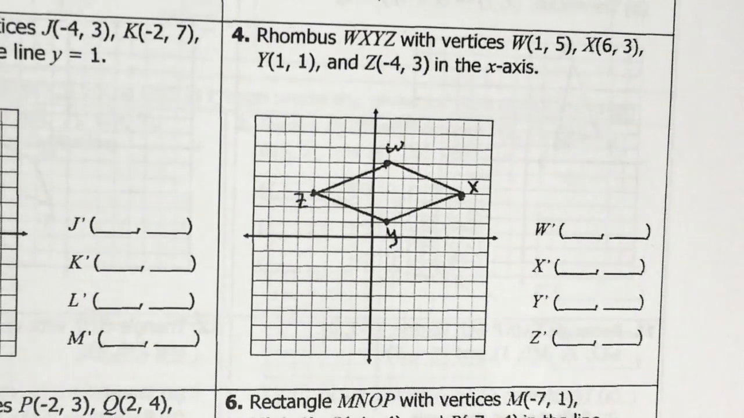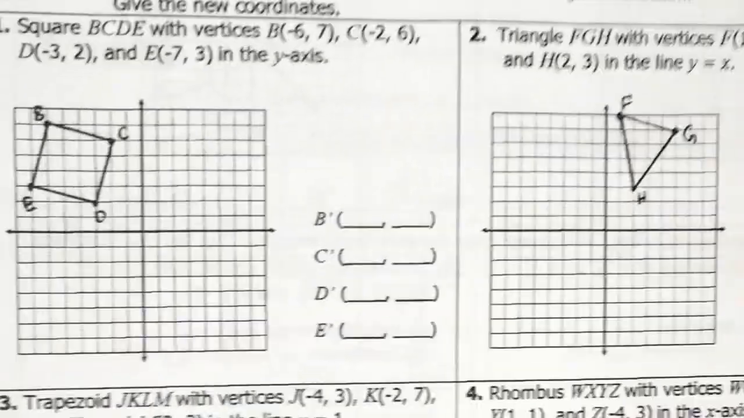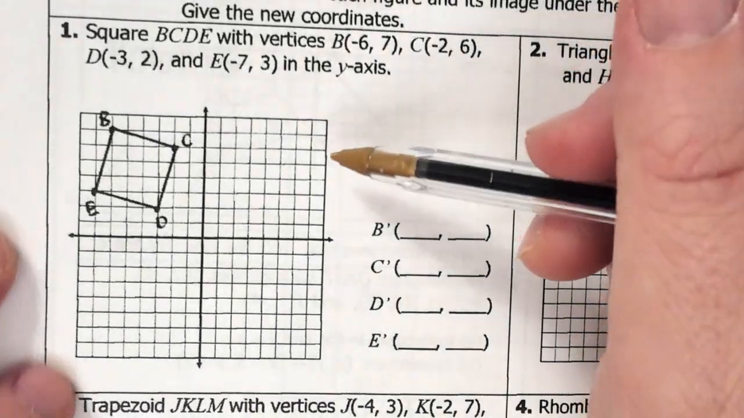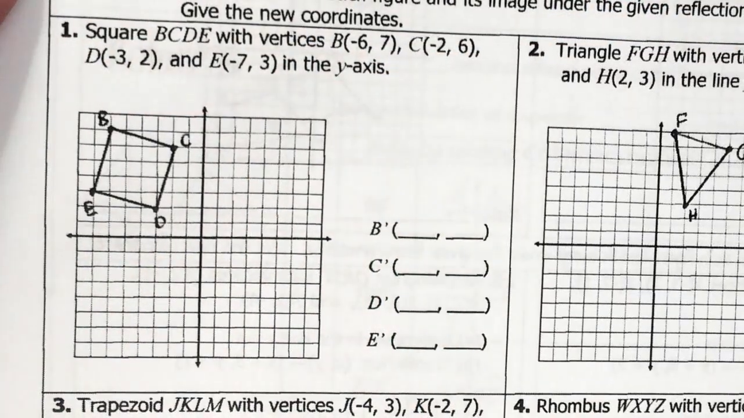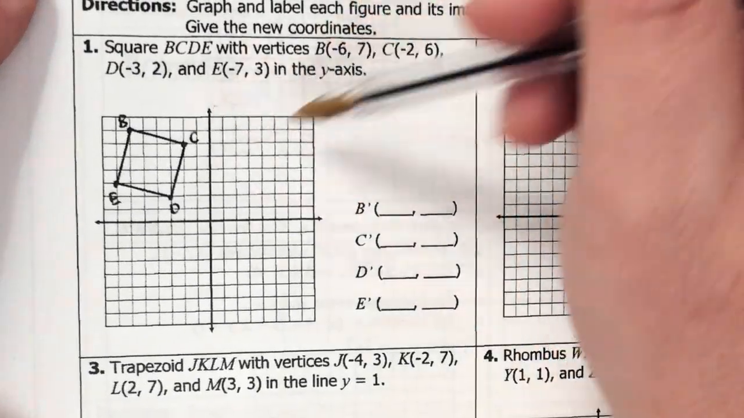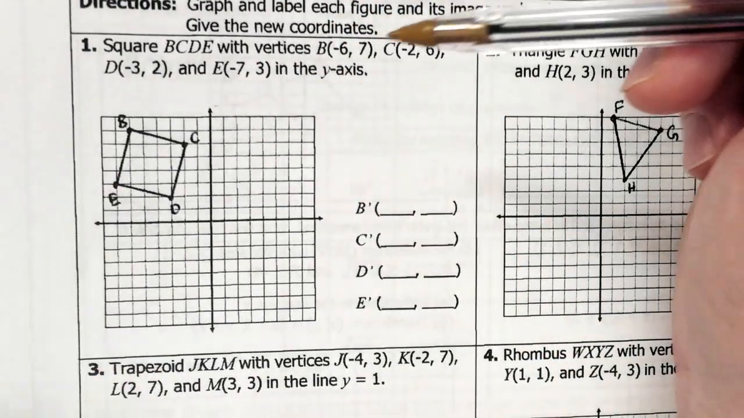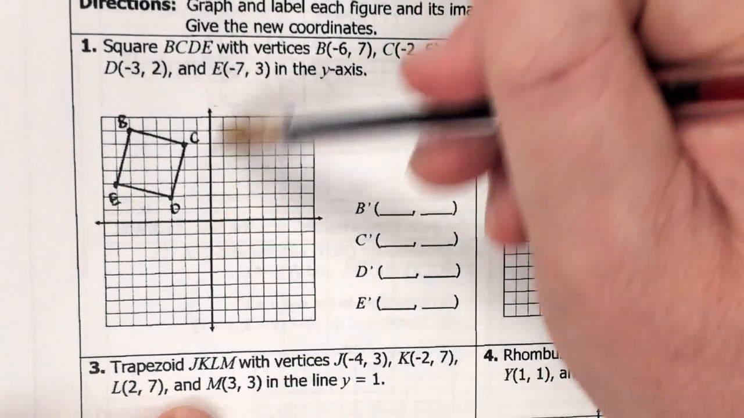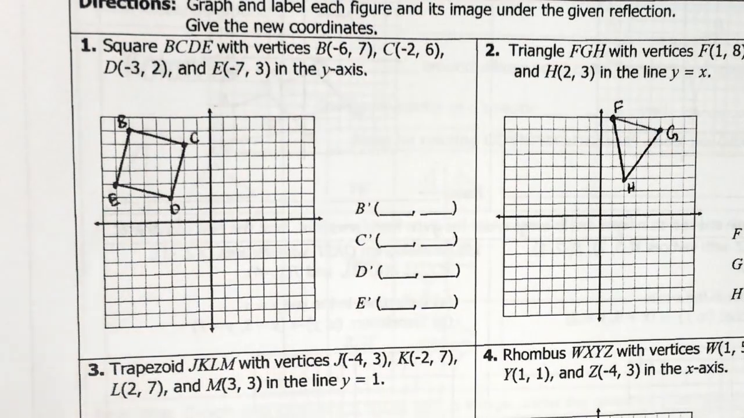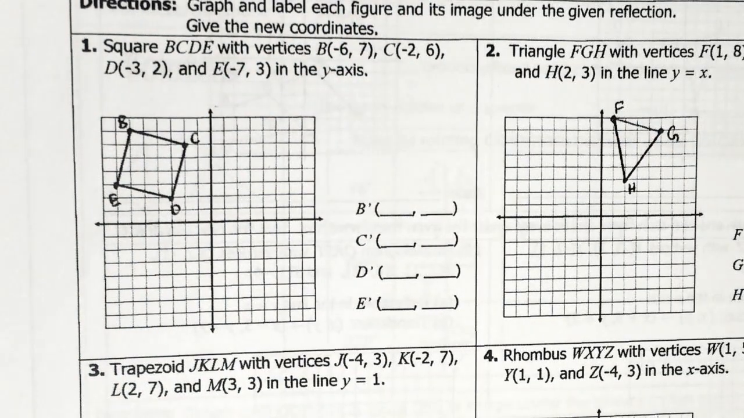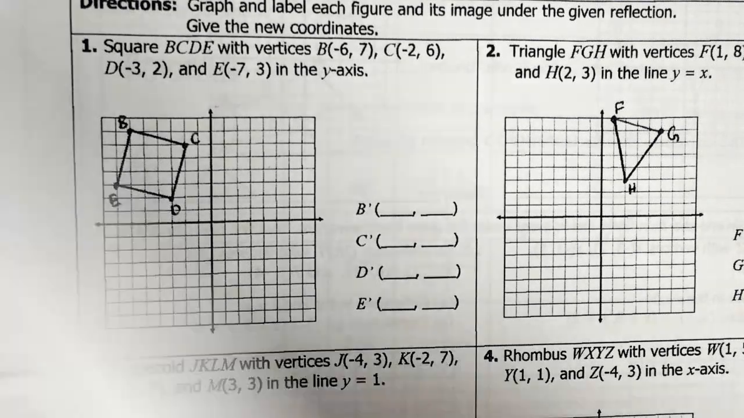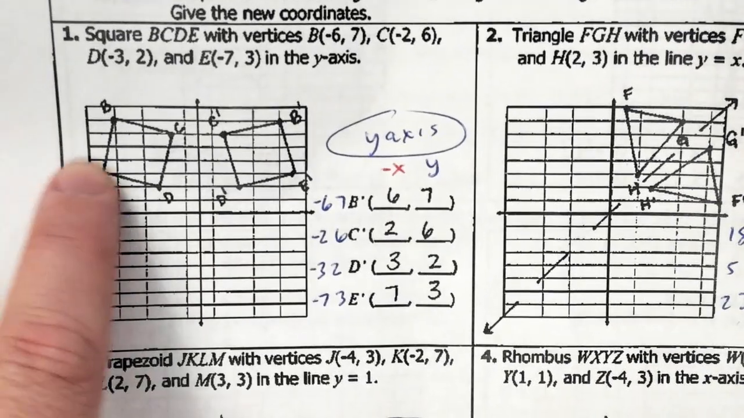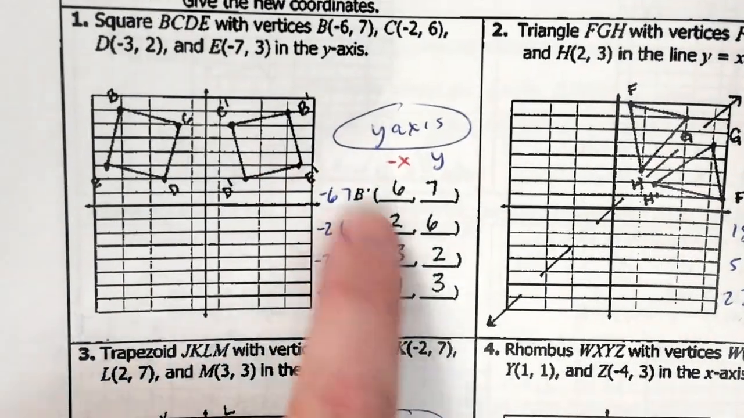So on page 5, I want you guys to try this again. So you're going to pause the video, and you guys are going to do number 1. So we're on page 5, number 1. I want you to reflect over the y-axis. So here's the y-axis. Flip over that. And let's see if you guys get the right answer. All right, you guys should have gotten this answer. So double check those.